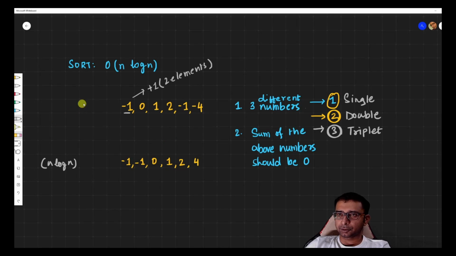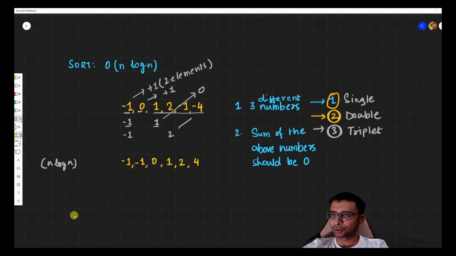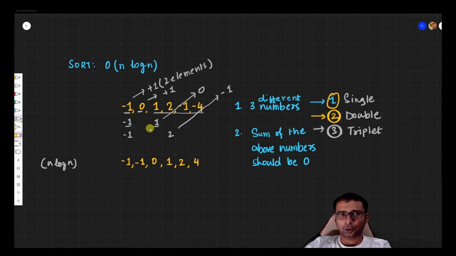Picking up this element over here, what you do is you pick the next element, and then you still look for a plus 1 in the rest of the array, right? Similarly, you take the minus 1 and you take the 1, and then you look for a 0 in the rest of the array. And then again you take the minus 1, you take the 2, and you look for a minus 1 in the rest of the array, right? So you'll basically try to explore all the combinations, right?